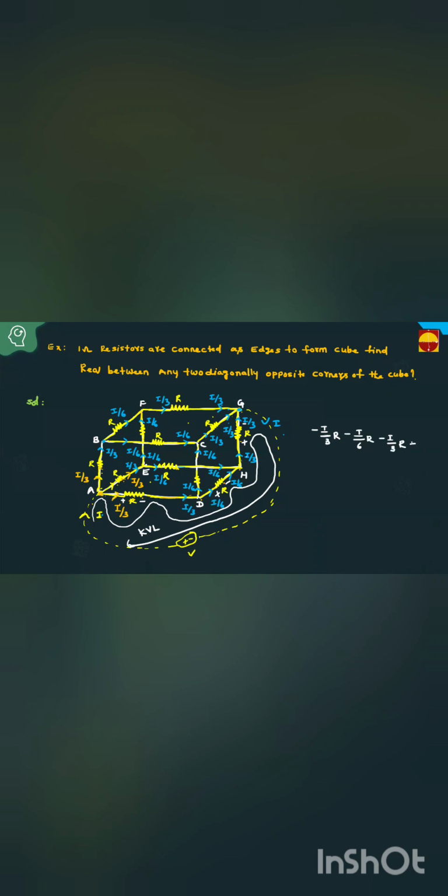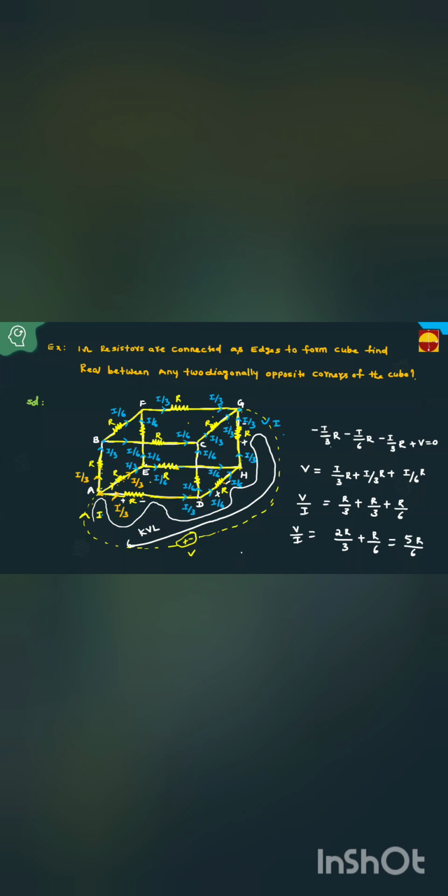Negative to positive, plus V equal to 0. This I by 3, this V equal to I by 3 into R plus I by 3 into R plus I by 6 into R. I bring this I common, then V by I equal to R by 3 plus R by 3 plus R by 6. Then V by I equal to 2R by 3 plus R by 6. 6 is the LCM, so 5R by 6.